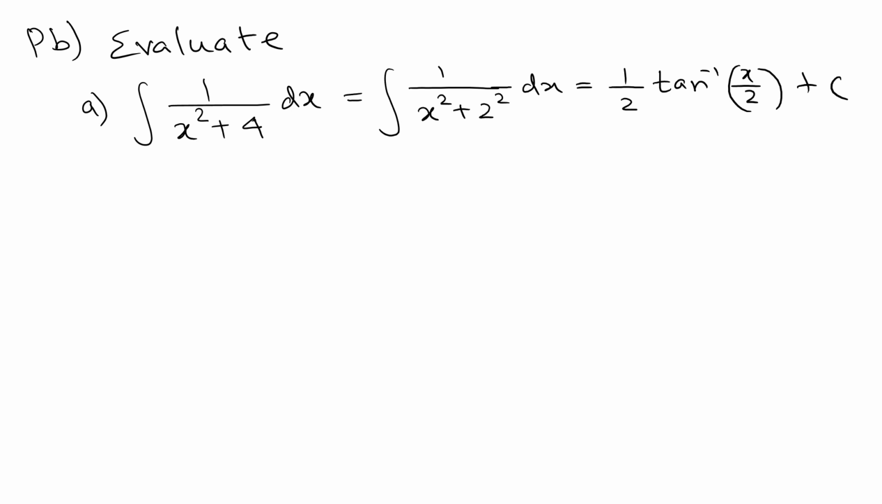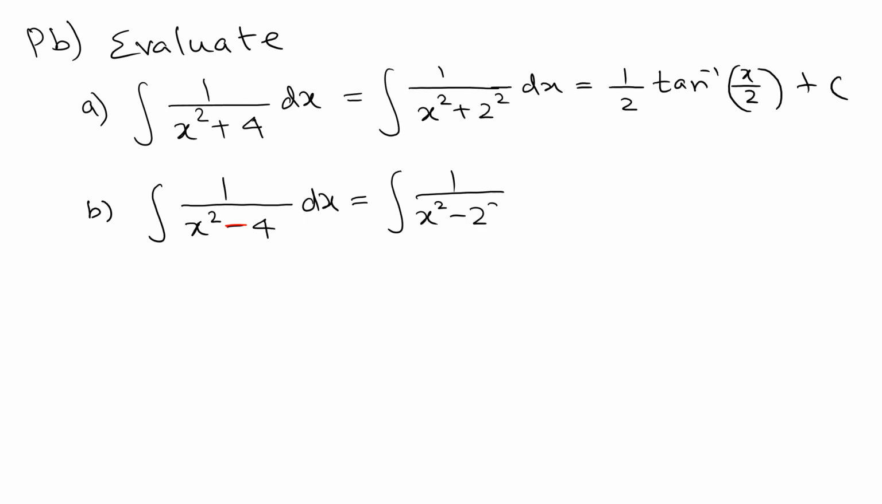And you can see you can get the answer really quickly. So let's look at the next one. Instead of plus, now we have minus. So that means the other formula. Again, same argument, we can say 1 over x squared minus 2 squared. According to the formula, it is going to be 1 over 2a. In this case, a equal 2, so a equal 2 in both cases.